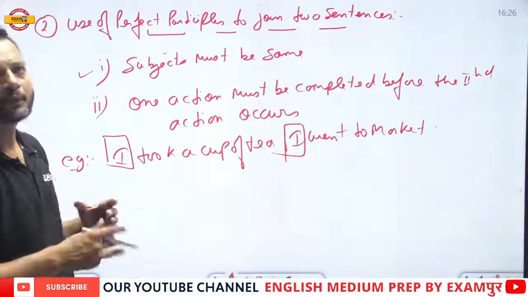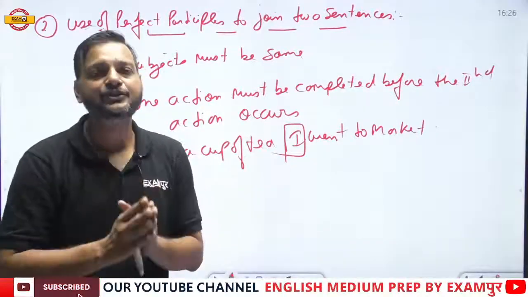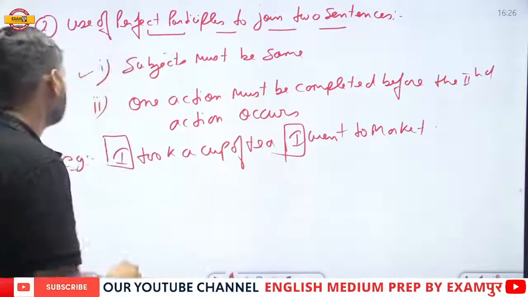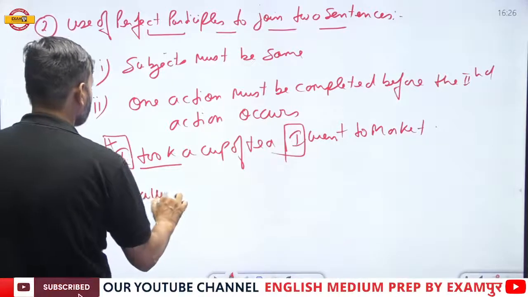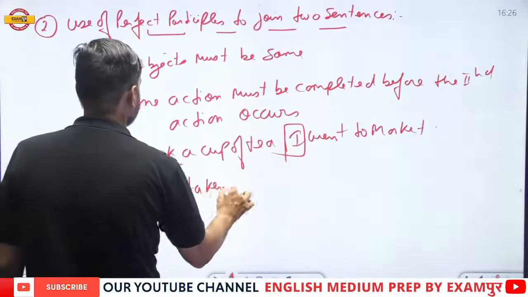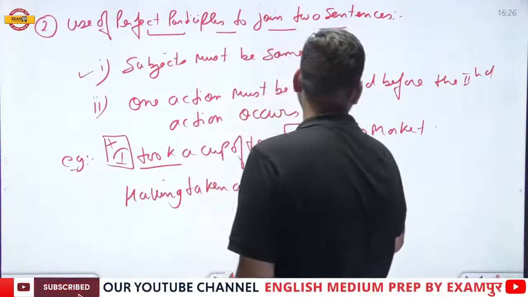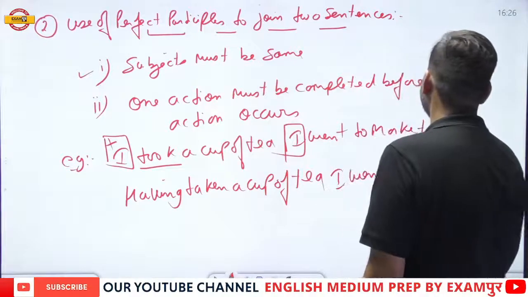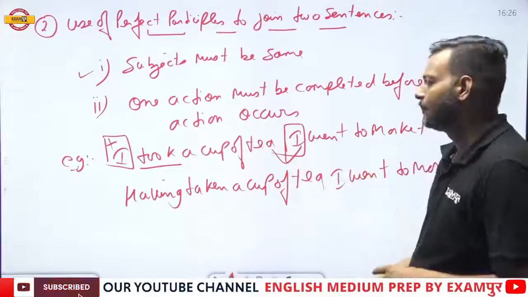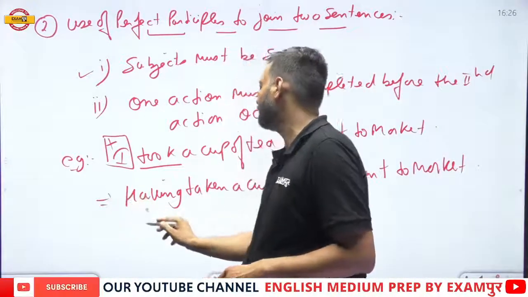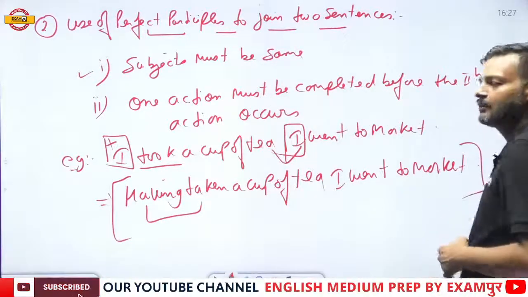Now how to join? The process is same as present participle. Remove the first subject and helping verb and change the verb into perfect participle. So remove I and change this into perfect participle, which is having taken a cup of tea. Having taken a cup of tea, I went to market. Okay, so here these were two separate sentences, but here we have joined them using perfect participle. Now this is a single sentence. Having taken tea, I went to market.